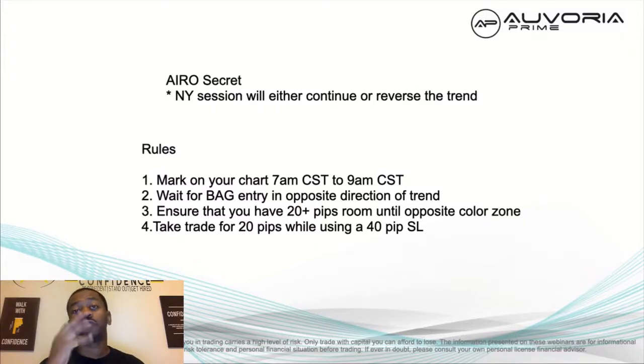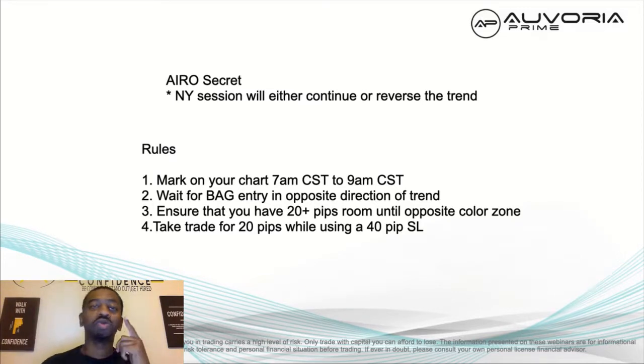All right. So there are 4 quick rules to counter trend trading. For those who don't understand what counter trend trade means, it means trading against the trend. It means if we're in an uptrend, take a sell trade. If we're in a downtrend, take a buy trade. All right, so here are the rules.